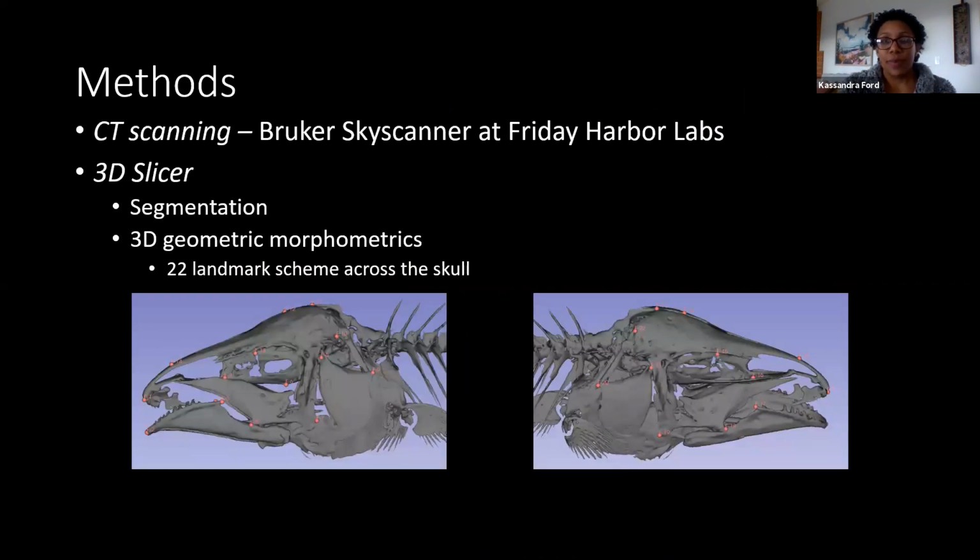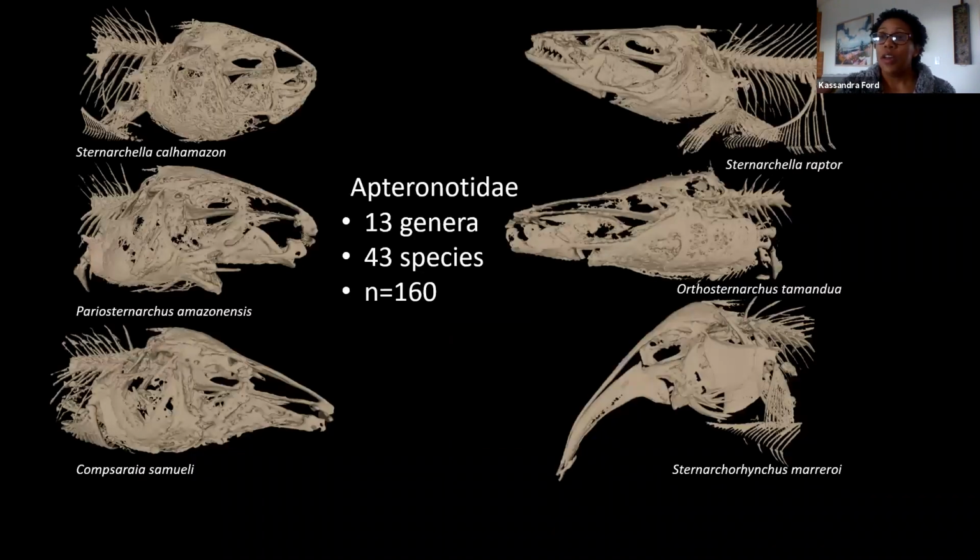And my methods are going to be examining craniofacial convergence between these two groups. I'll be doing this using CT scanning at Friday Harbor Labs, and then I used open source software called 3D Slicer to segment out the skull and take a look at some 3D geometric morphometrics, including 22 homologous landmarks across the skull. And the next couple of slides show us some of the diversity in head shape that we see within these two different families.